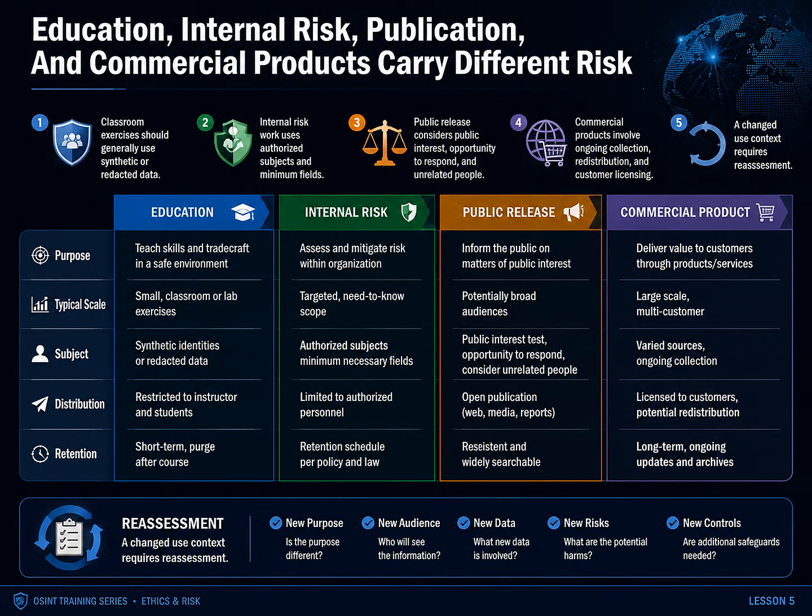The same dataset can require a different decision when the context changes. A class may use a small de-identified sample. An internal risk team may view controlled originals. Public reporting must consider response and unrelated people. A commercial product introduces continuous collection, client access, and redistribution. In the recruitment case, full screenshots may remain in the authorized evidence store, while a public video omits unrelated applicant names. A future public search service would need a new review of correction, retention, access, and harm. An earlier collection decision is not permanent permission for every future use.